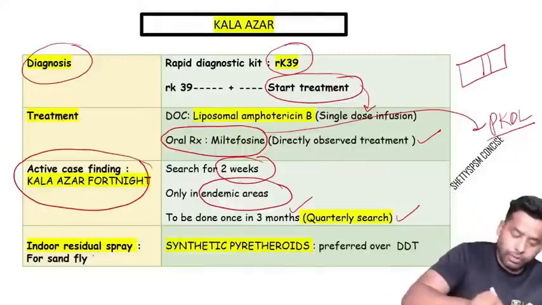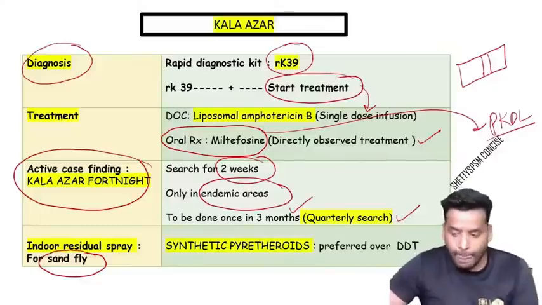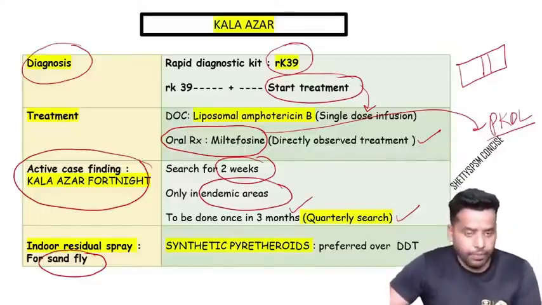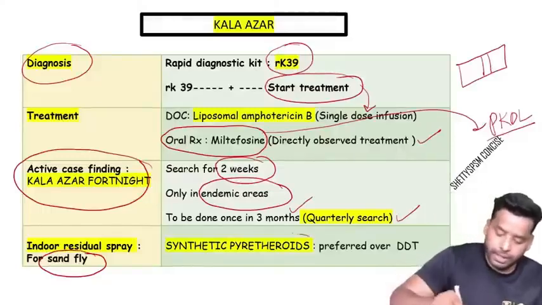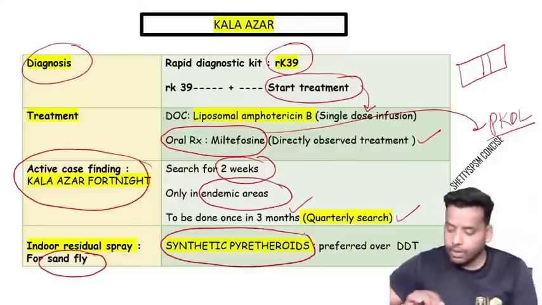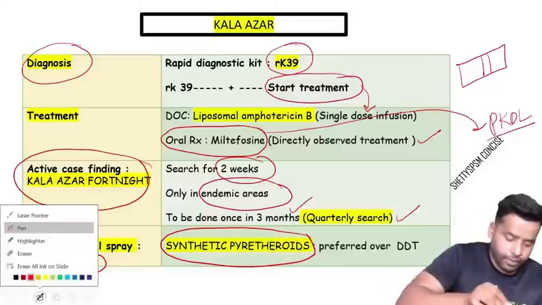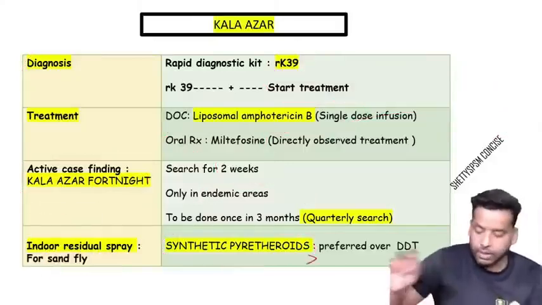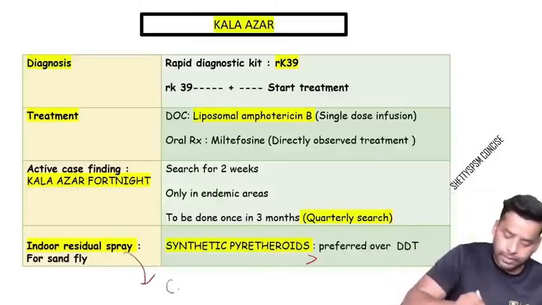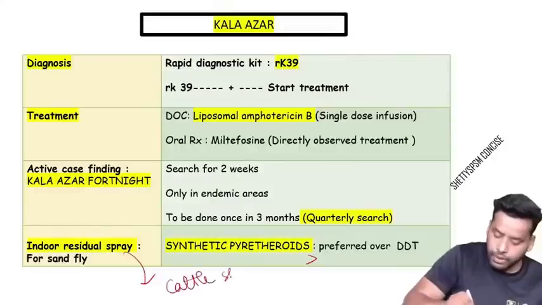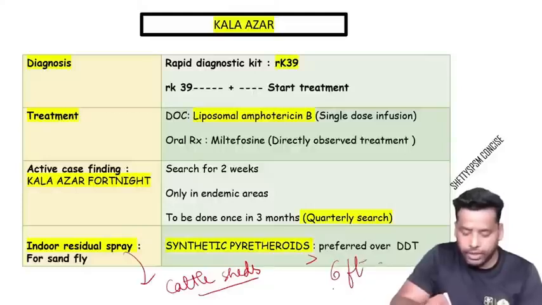What is the vector of Kala-Azar? What is the insect? Sandfly, Phlebotomus. Now we are using synthetic pyrethroids. Before it was DDT. Now we are using synthetic pyrethroids for indoor residual spray. Usually we do it in cattle sheds, within the cattle sheds up to a height of 6 feet.